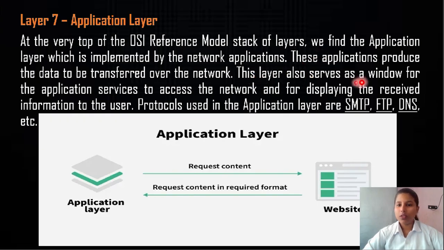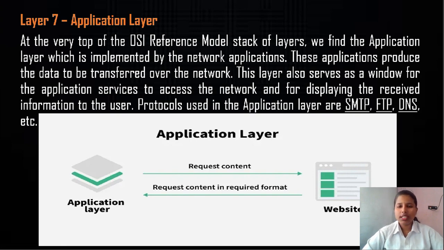This layer also serves as a window for the application servers to access the network for displaying the surveyed information to the user. So it is not that hard as it is in the explanation. In a simple way, we can say that the application layer, which is the 7th layer, is like ordering food online.